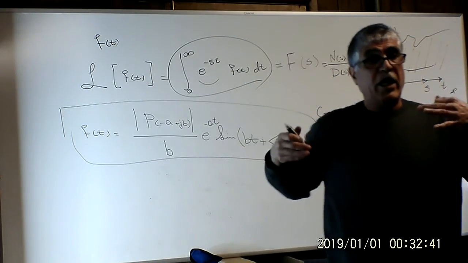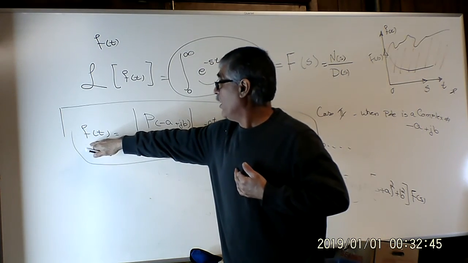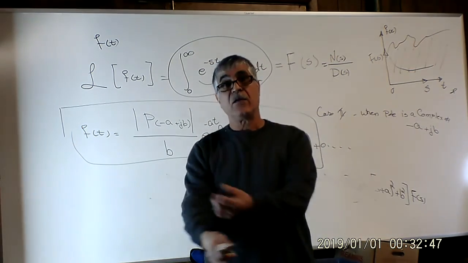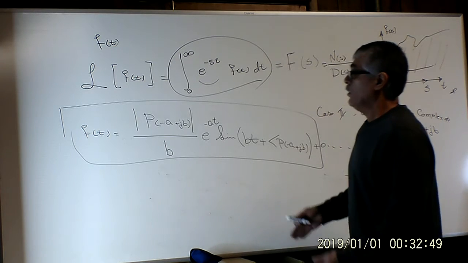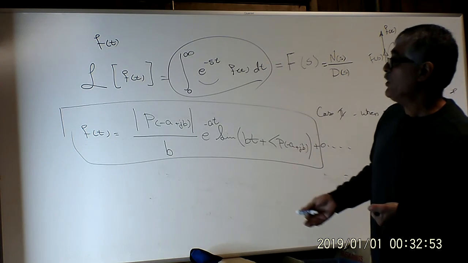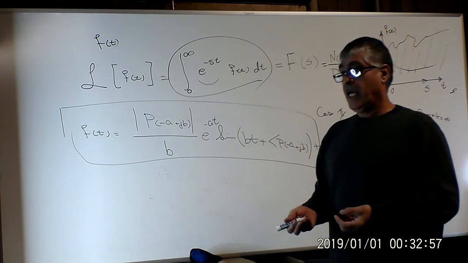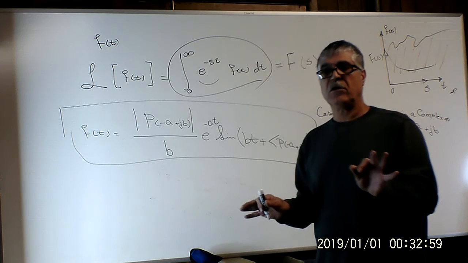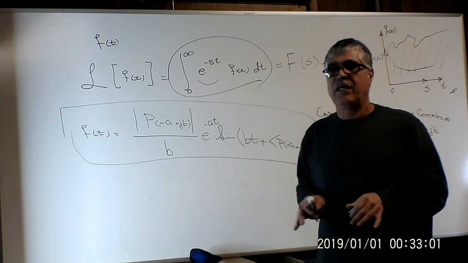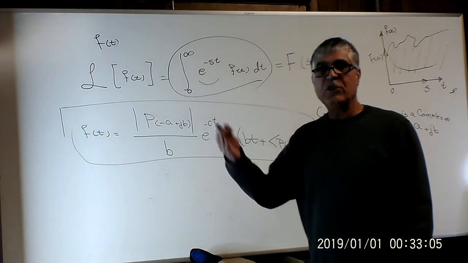For every pole, we find the value of f(t), and then we just add them all together. So this was the definition of Laplace transformation and the steps for inverse Laplace transformation. In the next video, I will start with some very basic examples so we can learn the steps. See you all in the next video.